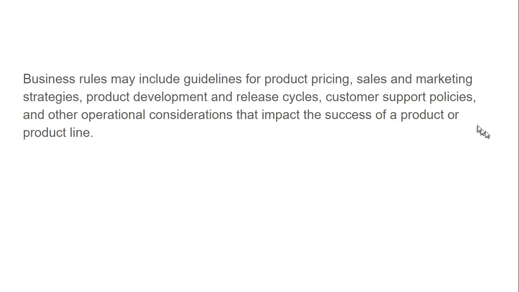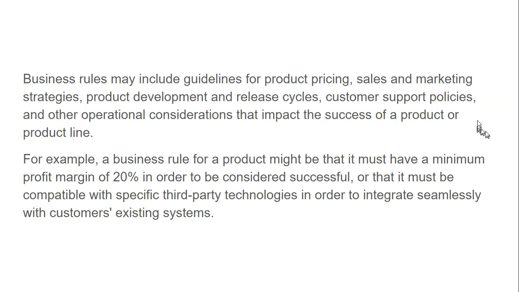Also, business rules cover customer support policies and other operational considerations. So that impacts the success of a product or product line. That is very important. When you're designing your product, you must make rules part of the requirement. For example, a business rule for a product might be that it must have a minimum margin of 20% in order to be considered successful. So if your margin is less than 20%, it's not a successful project yet.